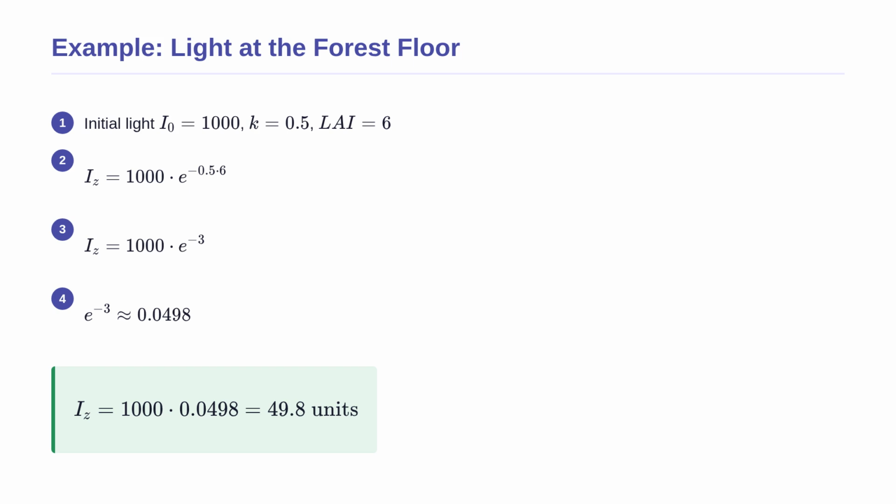We plug our known values into the formula, multiplying the extinction coefficient of 0.5 by the leaf area index of 6 gives us an exponent of -3. Evaluating e to the power of -3 gives approximately 0.0498. Multiplying this by our initial light gives a final answer of 49.8 units. This means less than 5% of the original sunlight makes it to the bottom.